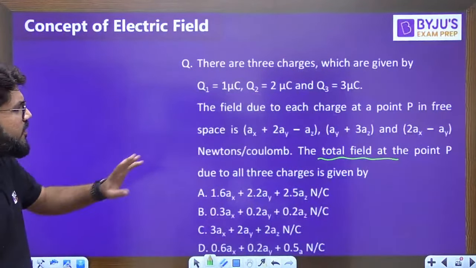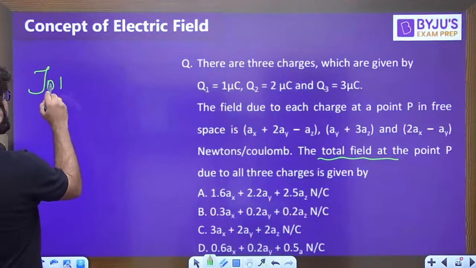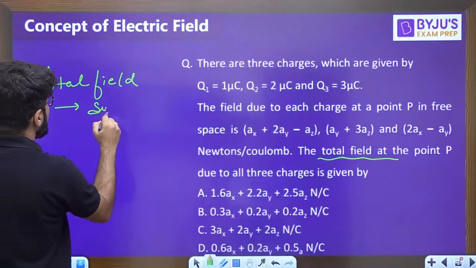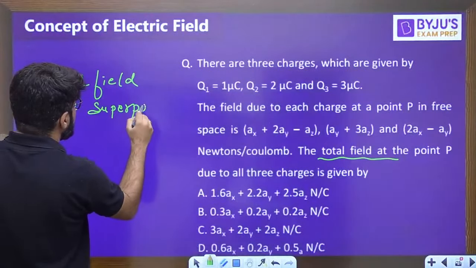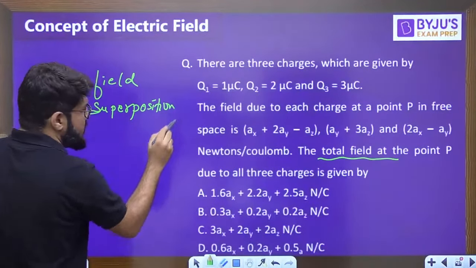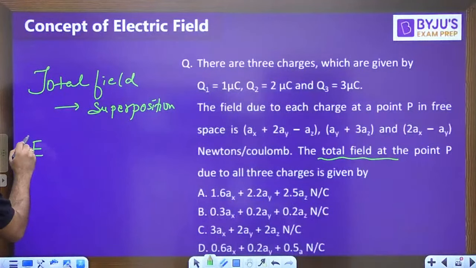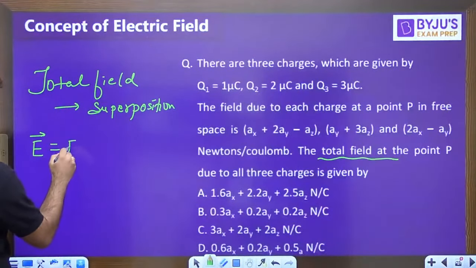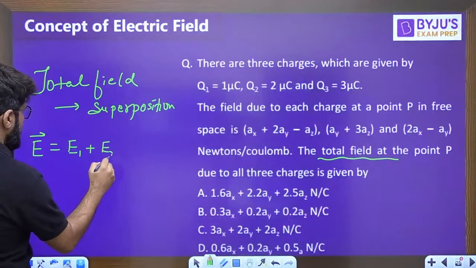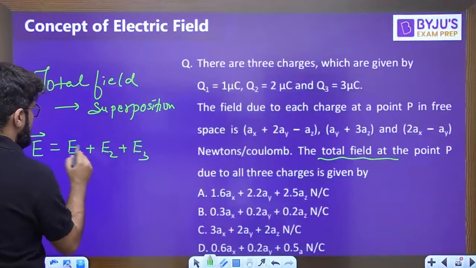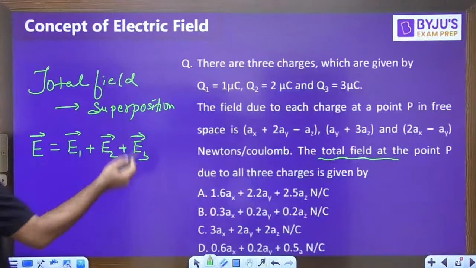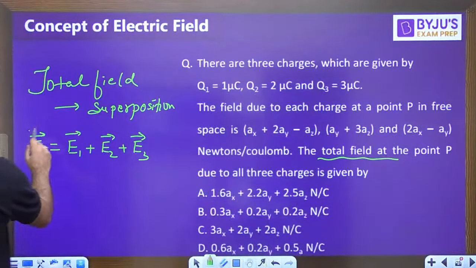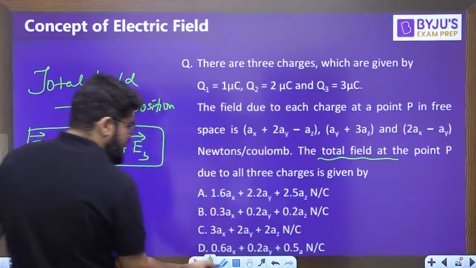So what is the total electric field at the point P? Total field, total force, as we were solving yesterday also, is given by the idea of superposition. Now how many charges are there? There are 3 charges, right? So total electric field will be given by E1 plus E2 plus E3. It is just the vector sum of this. It's a very simple question, based on superposition. So what should be the answer?